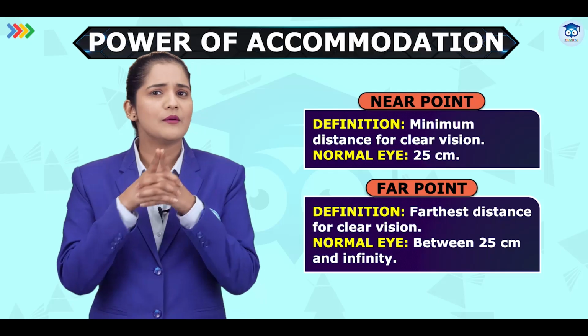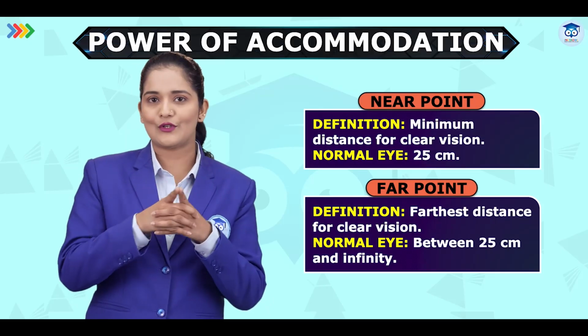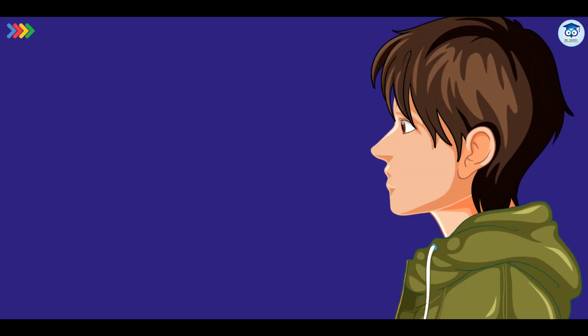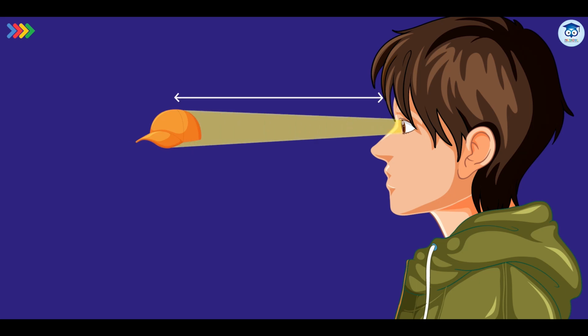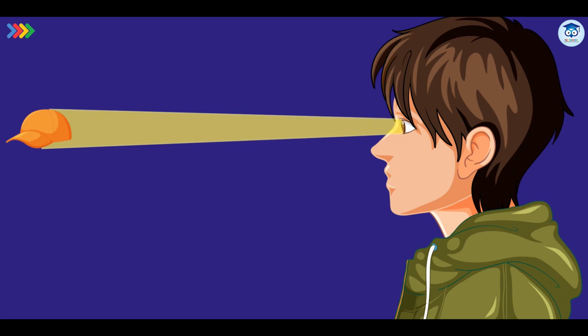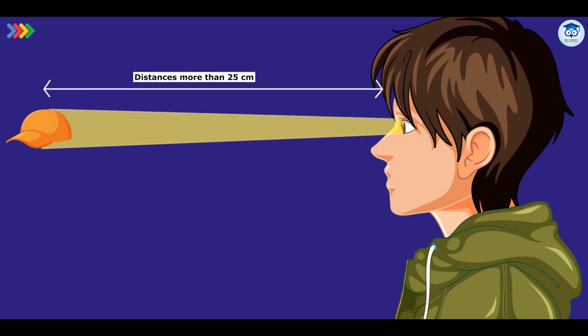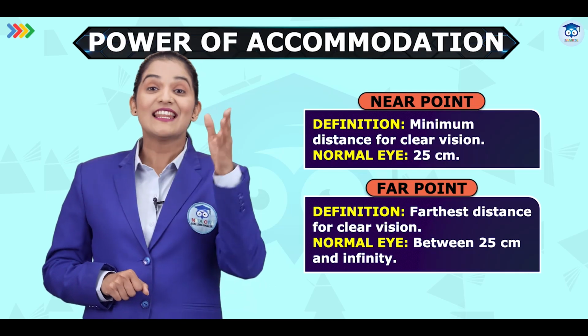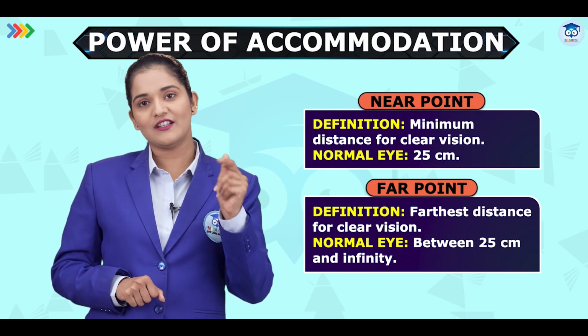Let's talk about the minimum distance for clear vision. For a normal eye, the minimum distance for clear vision is 25 centimeters. At this distance, the eye can clearly focus on objects or images without strain. When the object is farther away, from 25 centimeters to infinity, the eye can still focus clearly by adjusting the lens. This is the far point of the eye.